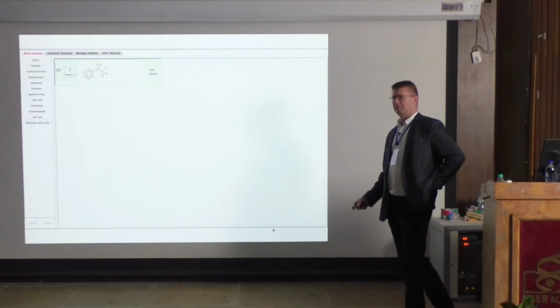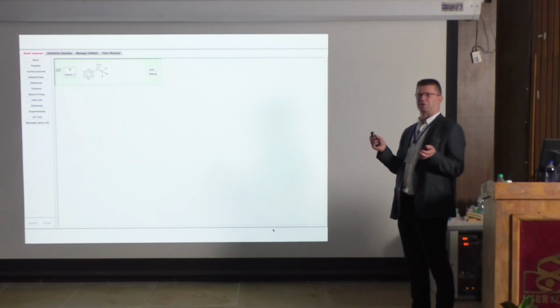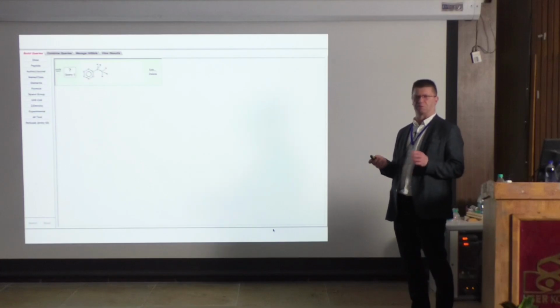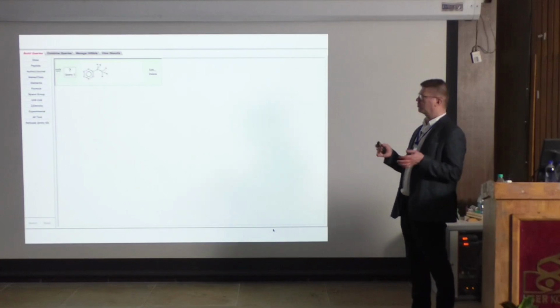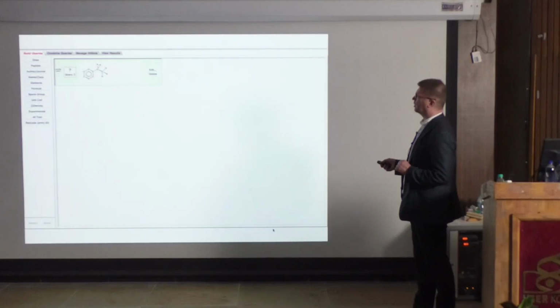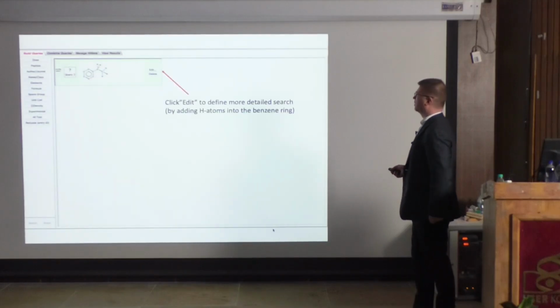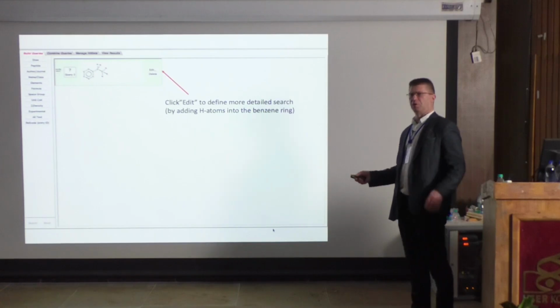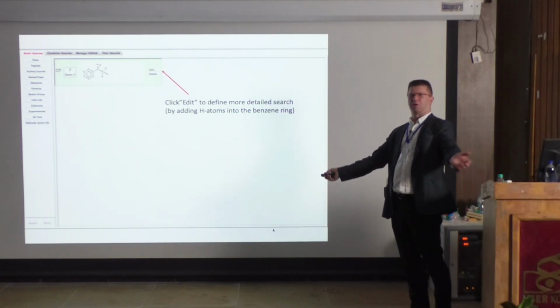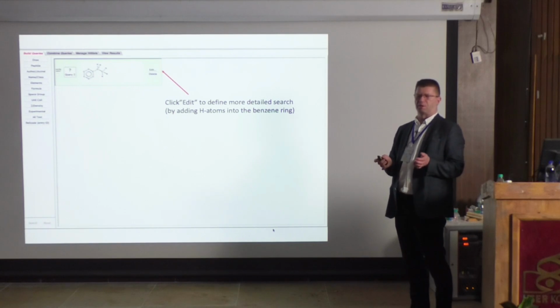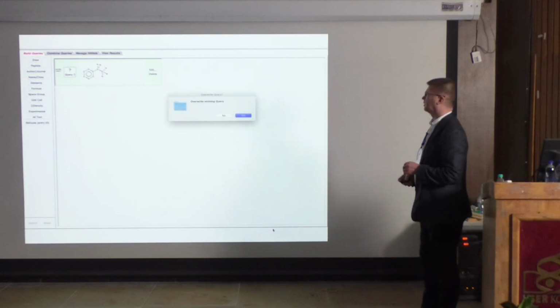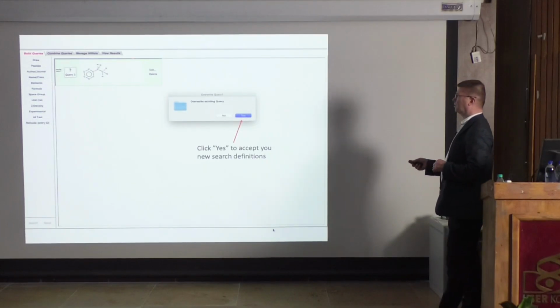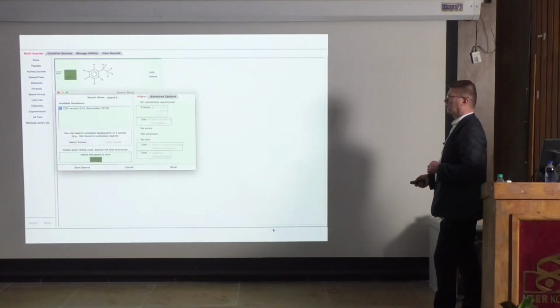But now we saw that 2,406 is too much. We can't really get anything out of it, so we have to focus it. So I can go and edit this one here. We define a little bit more detailed search, because if your search is really broad, you get hundreds or thousands of hits. But if you make it more narrow, then you get fewer. We override the existing one, click yes, and redo this.